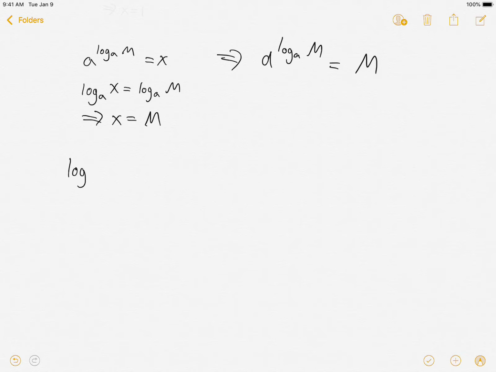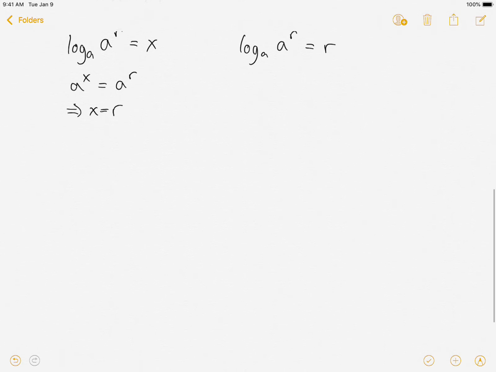And then log base a of a to the r, what's that going to be equal to? Again, let me throw in an x. a to the x equals a to the r, and that shows me that x equals r. So log base a of a to the r equals the exponent r. Okay, now here's some other ones.